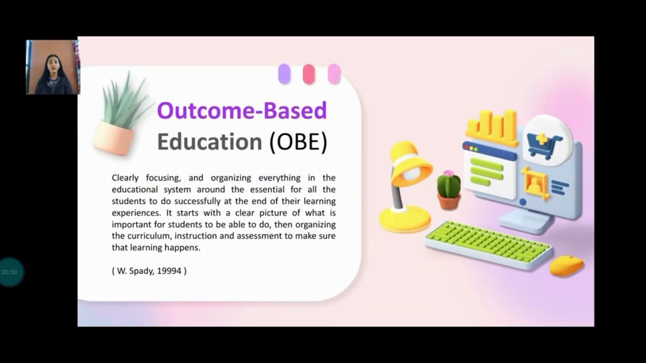Outcome-based education or OBE. William Spady defined OBE as clearly focusing and organizing everything in the educational system around the essential things for all the students to do successfully at the end of their learning experiences. It starts with a clear picture of what is important for students to be able to do, then organizing the curriculum, instruction, and assessment to make sure that learning happens. This definition clearly points to the desired result of education, which is the learning outcomes. And those learning outcomes include knowledge, understanding, skills, and attitudes that students should acquire to make them reach their full potential and lead fulfilling lives as an individual in the community and at work.